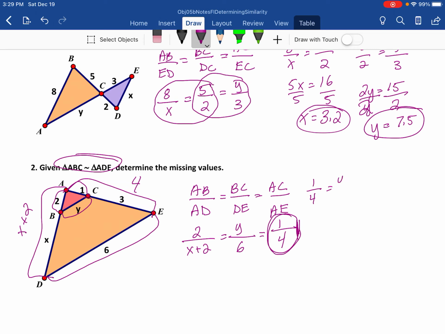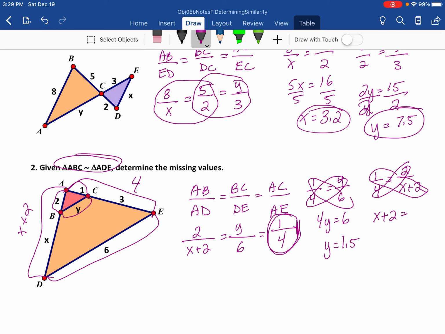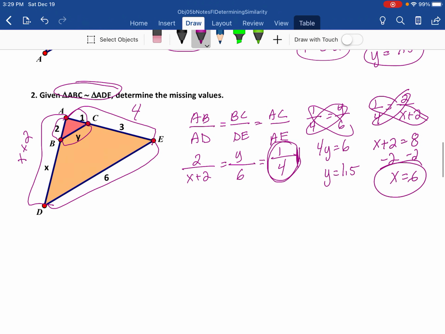So I know things like, I know 1 over 4 is equal to y over 6. I also know that 1 over 4 is equal to 2 over x plus 2. And 1/4 is also my scale factor. So I cross multiply. So it's going to be 4y is equal to 6. So y is equal to 1.5. I cross multiply this way. I have x plus 2 is equal to 8. X has to be equal to 6. So that's just beginning using similarity statements and solving using similar triangles.